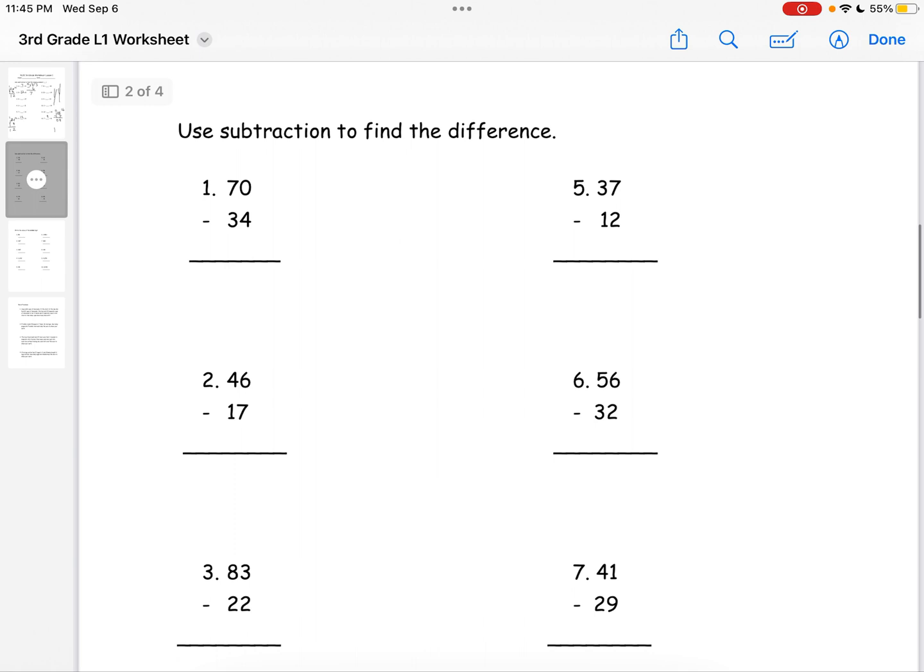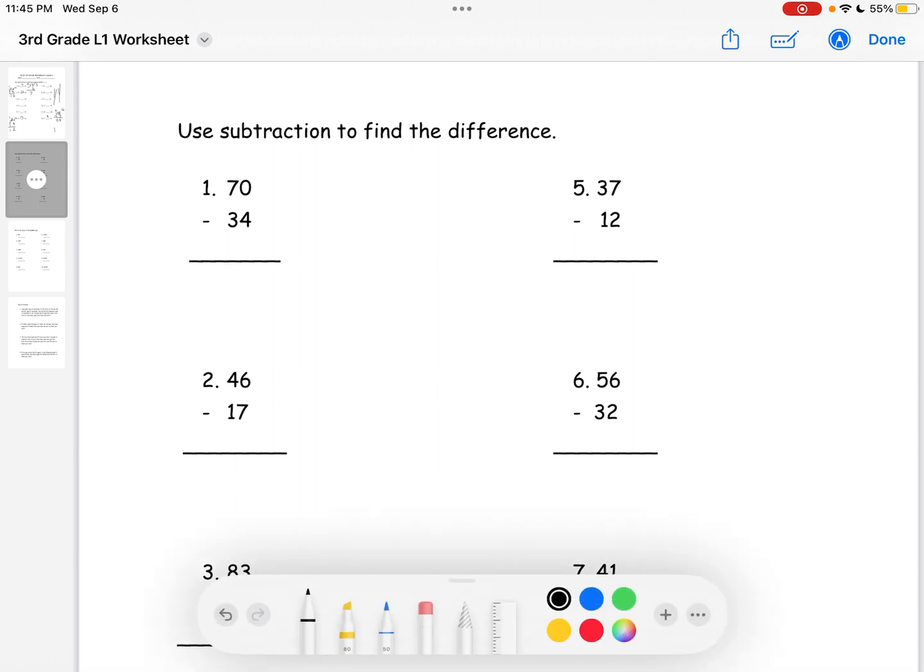Next, we'll go to page 2. So for this one, we're getting double-digit subtraction. And this will be similar to last time, except it's 2 digits in both numbers. So first, for number 1, you want to do 0 minus 4.